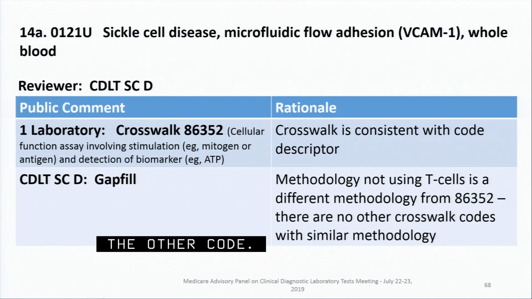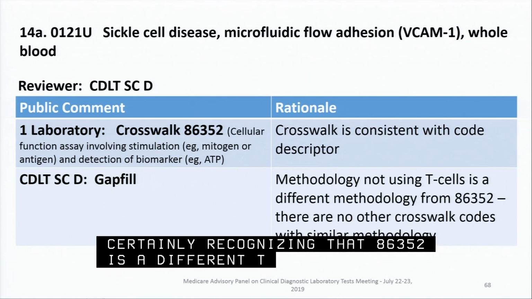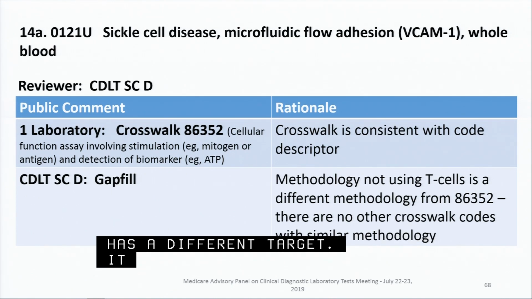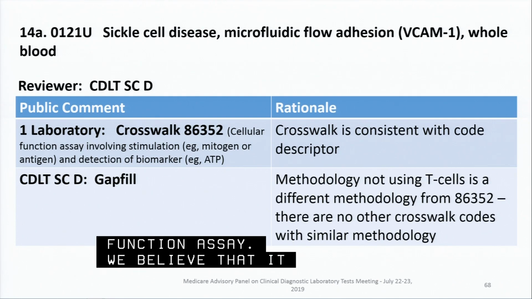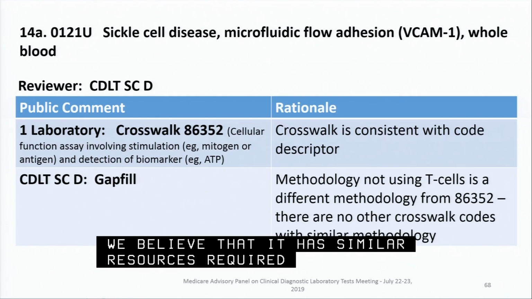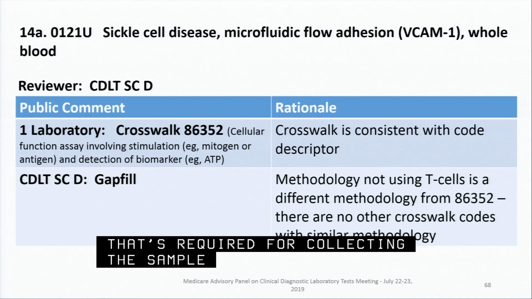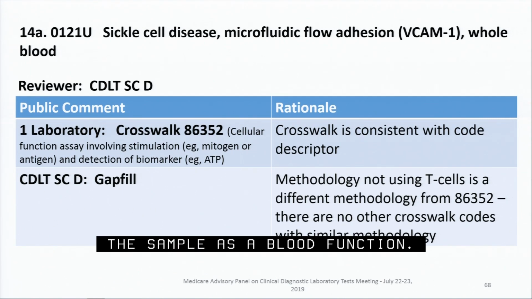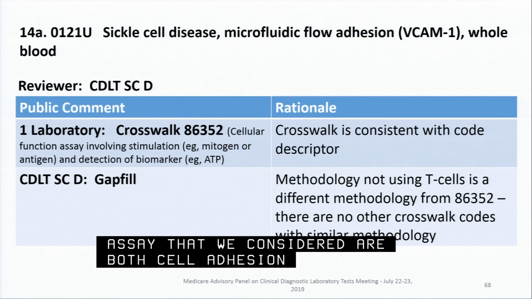Yeah, sure. Certainly recognizing that 86352 is a different type of test and has a different target. However, it's the closest code that we could find that was a blood cell function assay, and we believe it has similar resources required to perform the test, certainly in terms of the care required for collecting and shipping a sample as a blood function assay. This assay and the following assay are both cell adhesion assays that provide a cell adhesion index to the clinician.